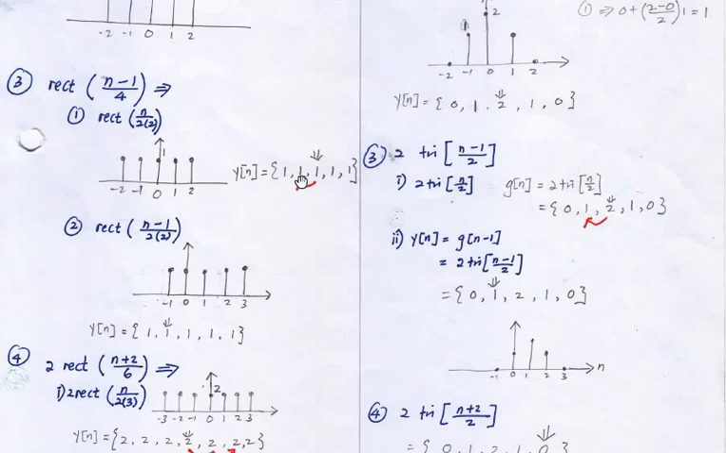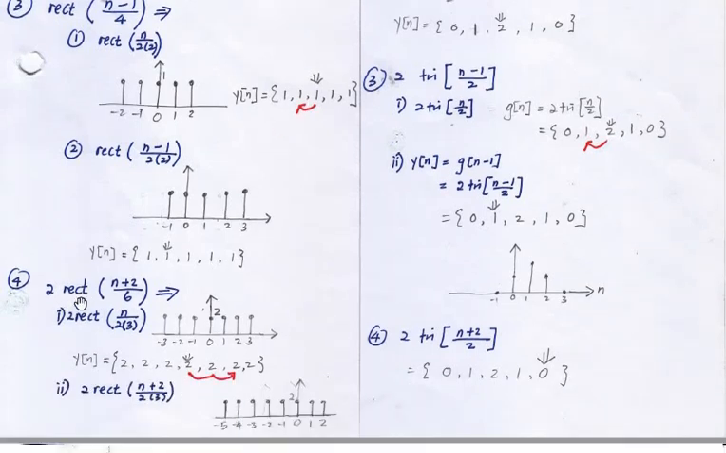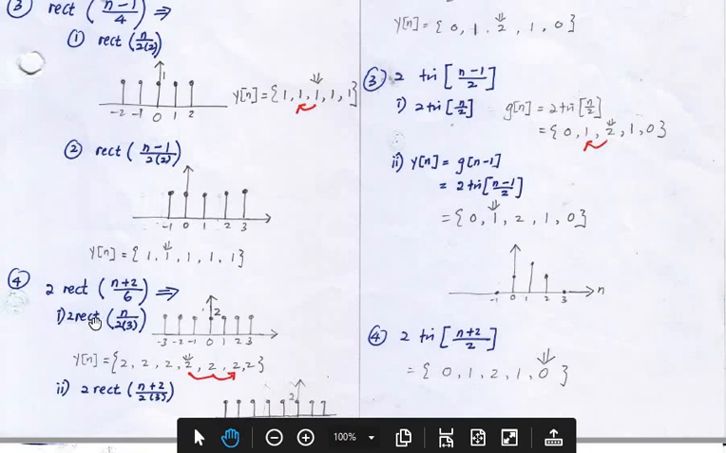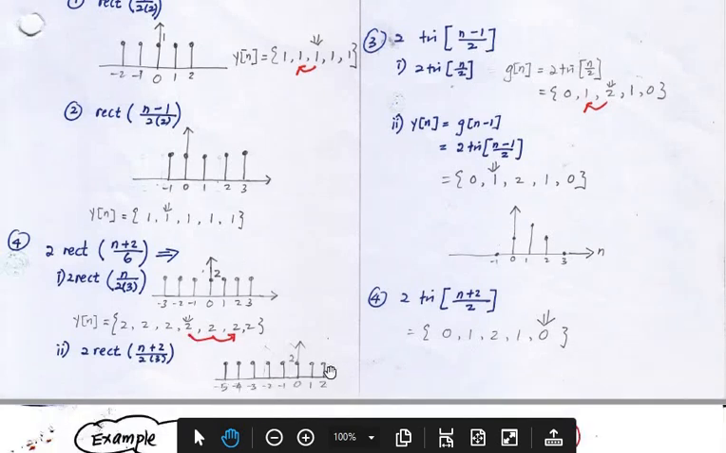New origin is here. Okay, what if you have the rectangular n plus 2 over 6? This one is an advance. Okay, you move the marker to the right, 2 units. Before that, you need to plot the rectangular n over 2 times 3. 2 times 3 is from negative 3 to 3. The amplitude is 2. Okay, and then next is to move the marker 2 units to the right. So this is your new origin.